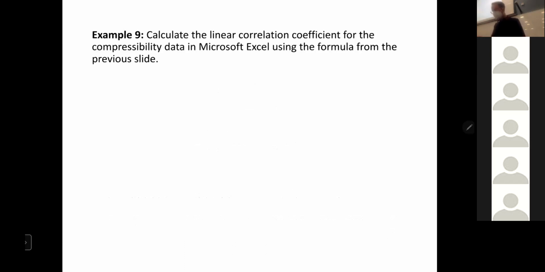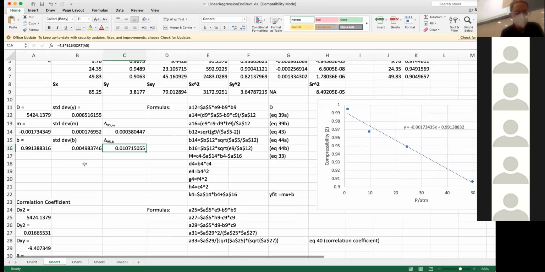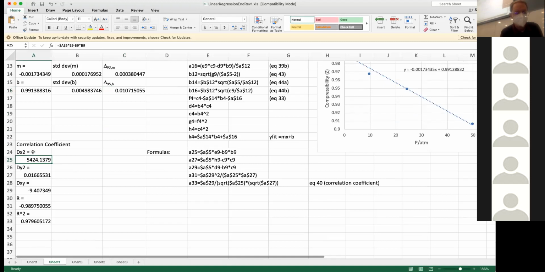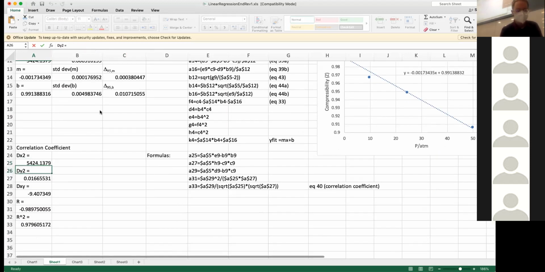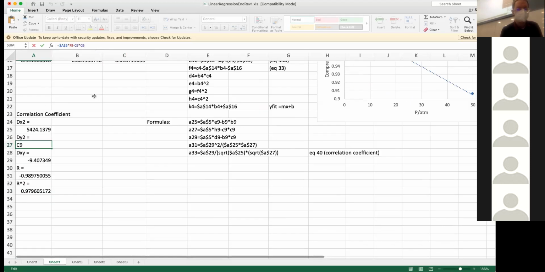Okay, so we can also use this formula to calculate the correlation coefficient in our spreadsheet. So let's do that. Basically, I went ahead and did it for you. First you calculate these dx squared, dy squared, and dxy values. These are just calculated from these values that we had up here. So you have the sum of x squared and number of points. And here's what you get for dx squared. For dy squared, it's just calculated according to this formula. You can check it for yourself if you like.